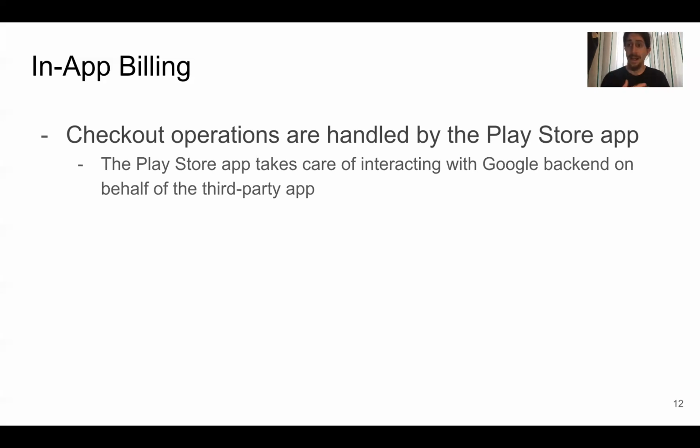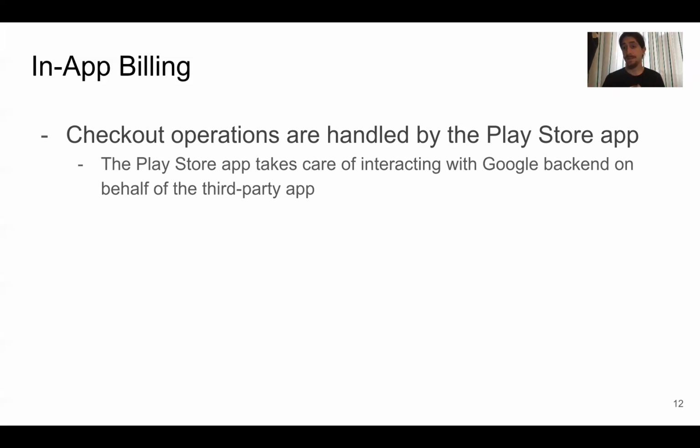And again, not only is the friction for the user reduced, but also the complexity of these applications, because each app doesn't need to implement the logic of, oh, let me check with Google how much money the user has. Let me check with Google if this guy already has this item. Everything is handled through the Play Store. So the applications talk to the Play Store, and the Play Store then talks to the Google backend on behalf of the third-party app.